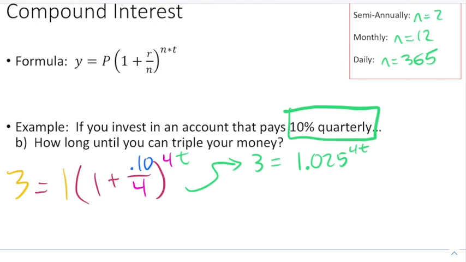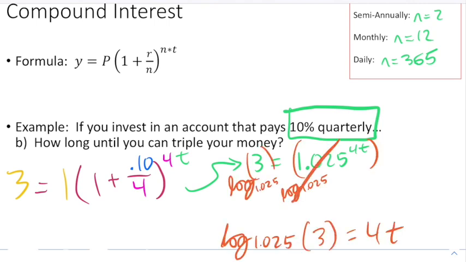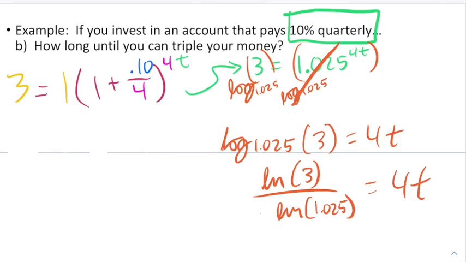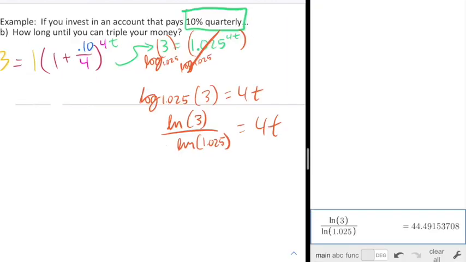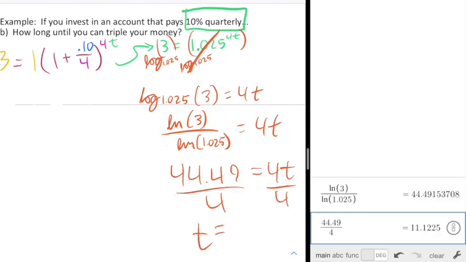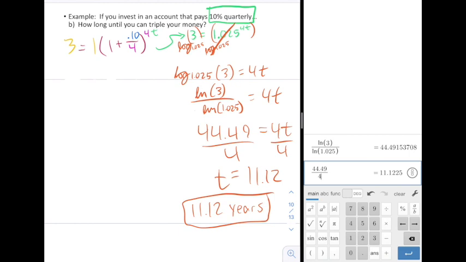Now we can log base 1.025 both sides to get us out of exponent form, and we get log base 1.025 of 3 equals 4t. Change of base formula brings us to ln of 3 divided by ln of 1.025, which our calculator tells us is 44.49, and then we'll divide both sides by 4, which our calculator tells us is 11.12, which means it'll take 11.12 years in order to triple your money.